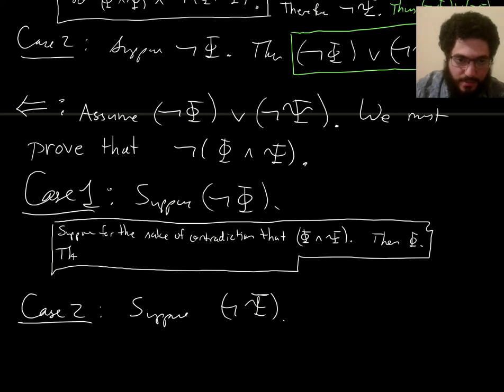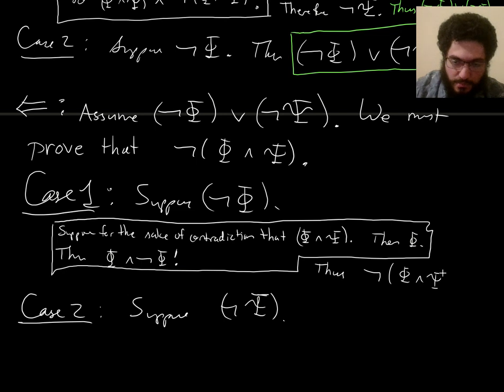But then I'm both tall and not tall, right? I'm tall because I assumed I'm both tall and happy, and I'm not tall because I assumed that for case 1. And there's our contradiction. Thus, I must reject what I assumed for the sake of contradiction.